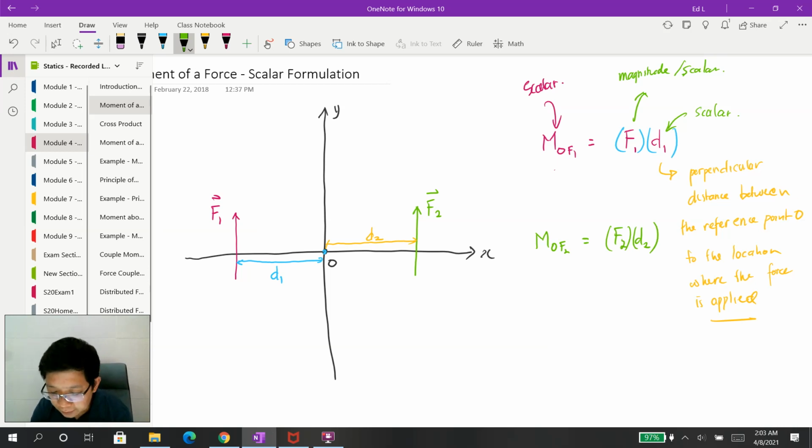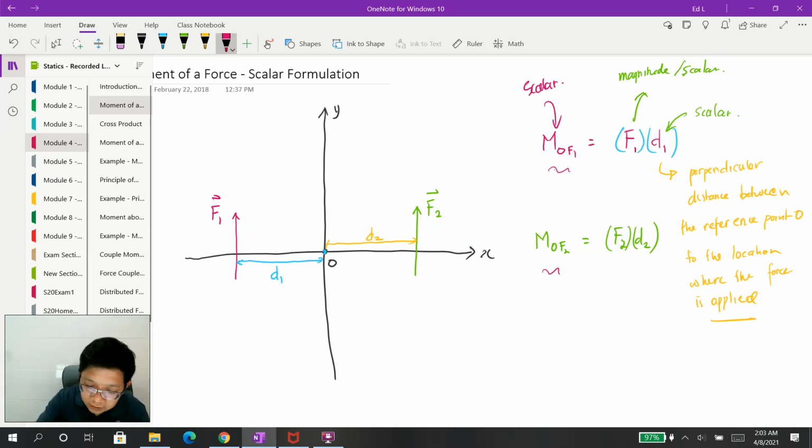The next thing that I would like to discuss is the sign convention. What distinguishes the moment here from the moment there, which we calculated from the force F1 and the force F2?